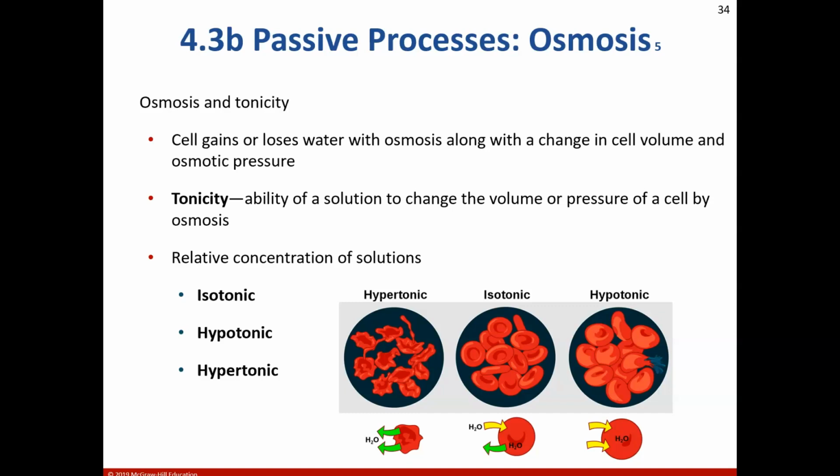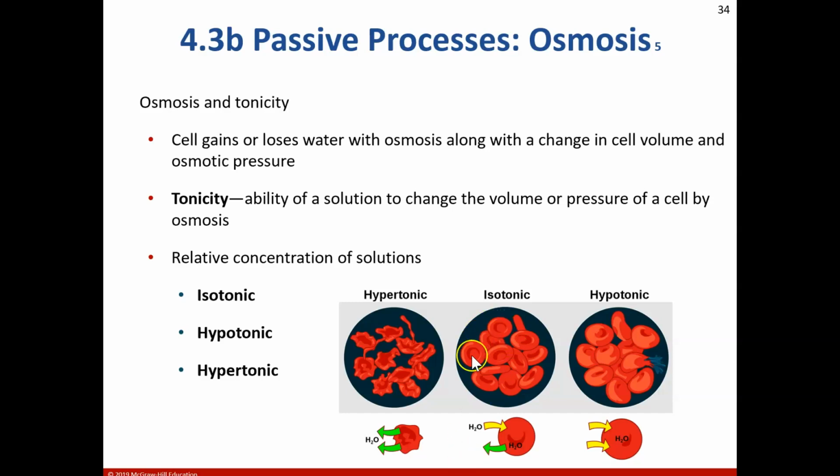Cells can gain or lose water through this process of osmosis based on the change in the cell's volume and osmotic pressure. So when we use that term tonicity, it's referring to the ability of a solution to change the volume or pressure of a cell by osmosis.